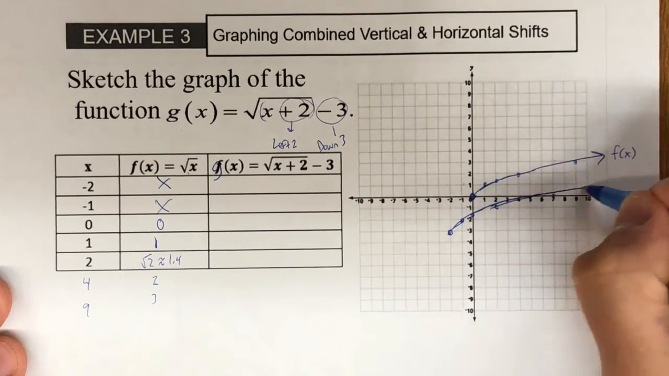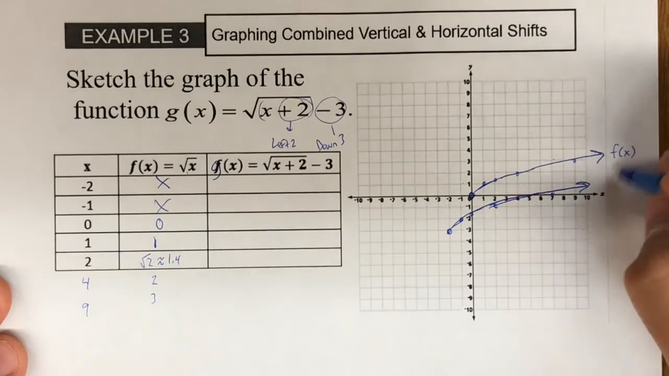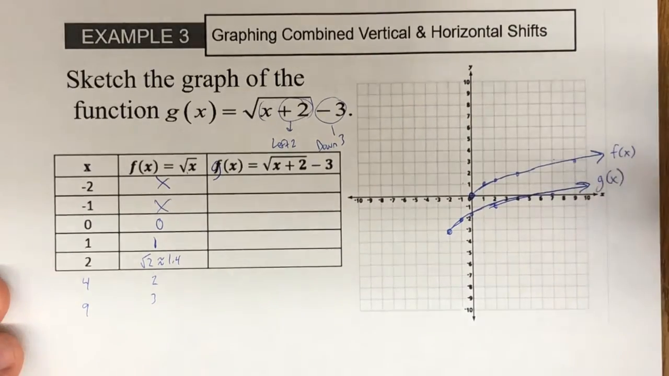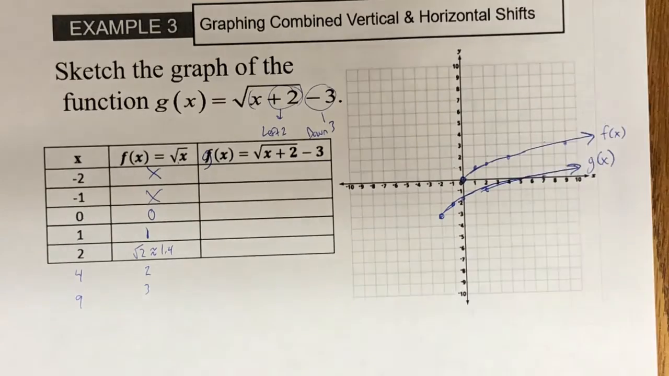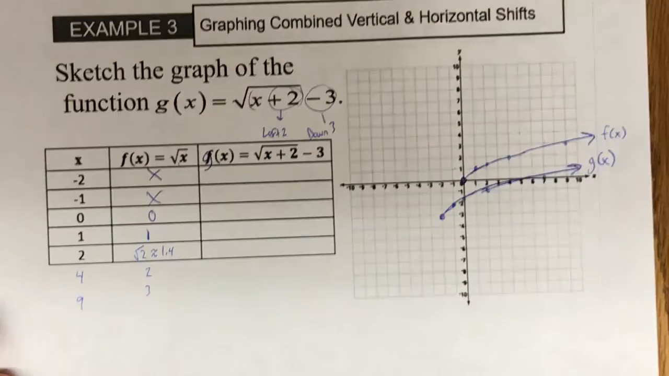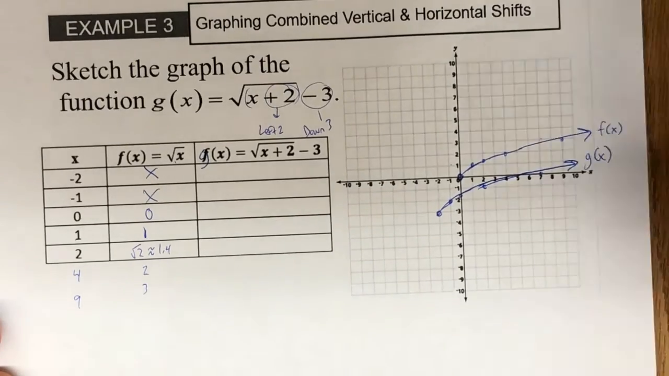We're right there. Okay. And now there we go. There's g of x. So it looks very similar. It looks like the same, just shifted to the left and down 3. Otherwise, you can always just plug in points, and that would work as well.